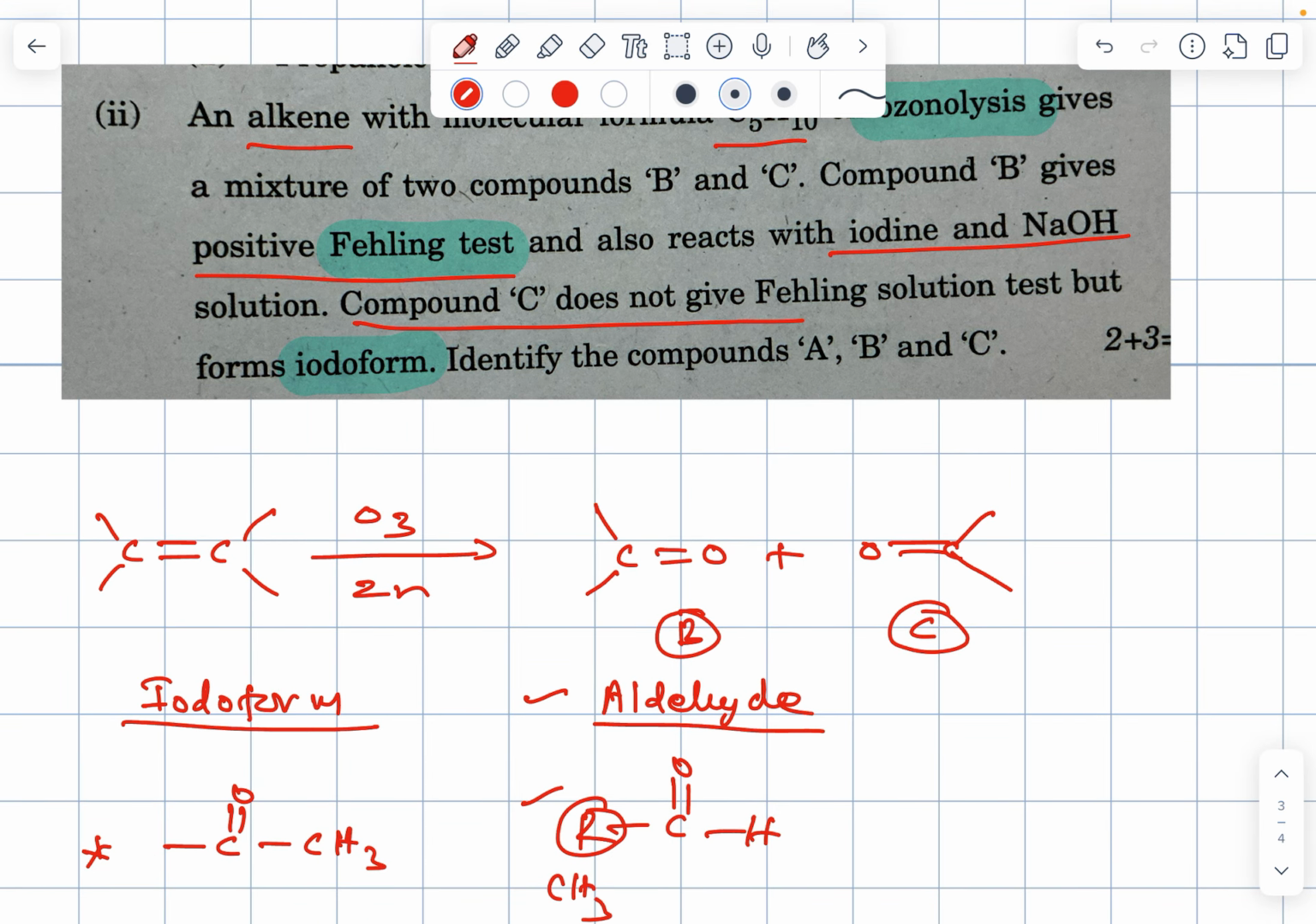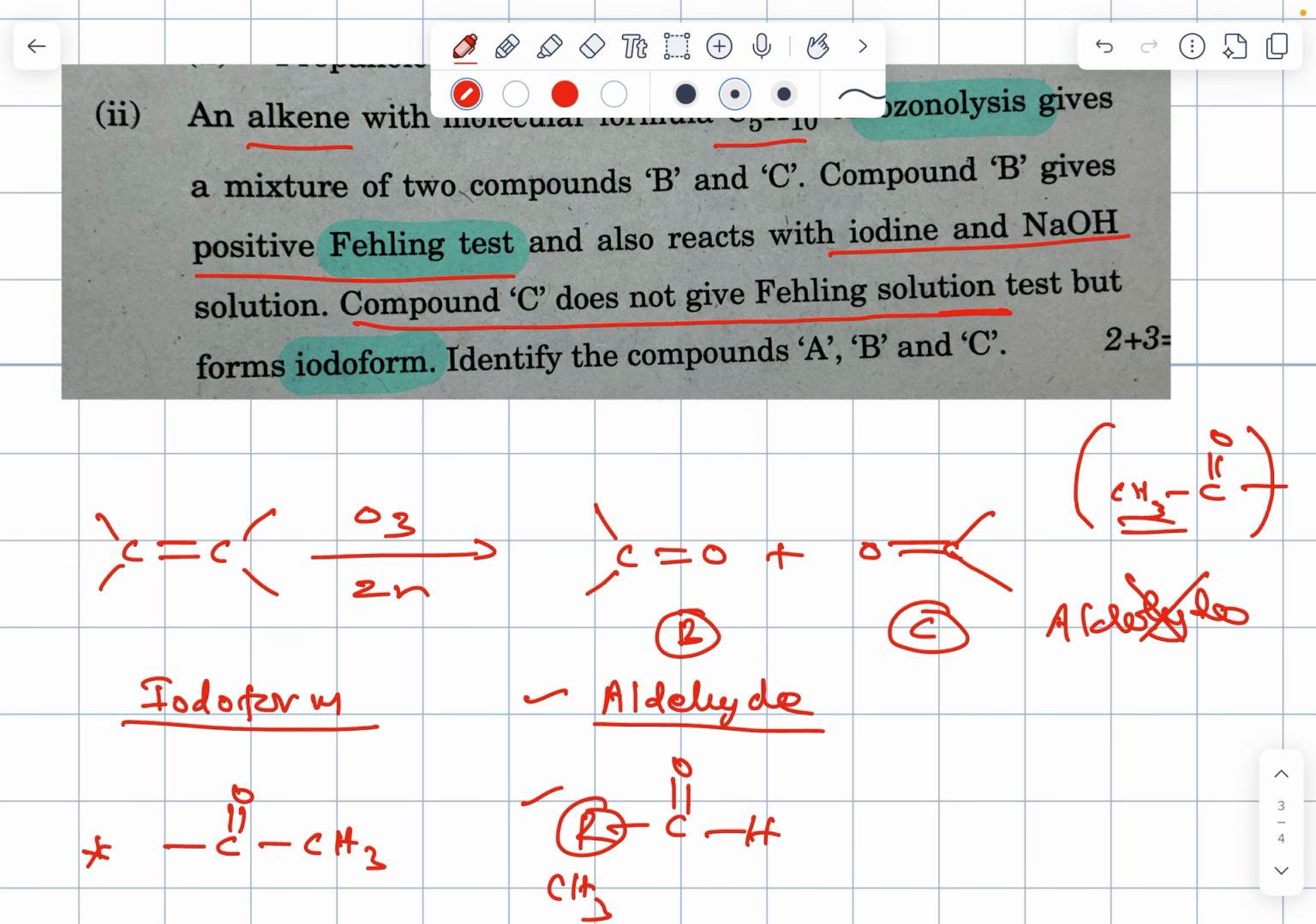Compound C does not give the Fehling test. So we can predict that it's not an aldehyde. Definitely, in compound C no aldehyde is present, so it might be a ketone. And one more point: it forms iodoform. What is the meaning of that? In the iodoform test, it must have CH3 attached to C double bond O. In that carbonyl compound, I have the methyl group.